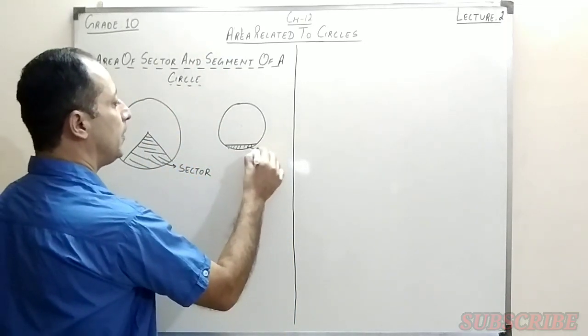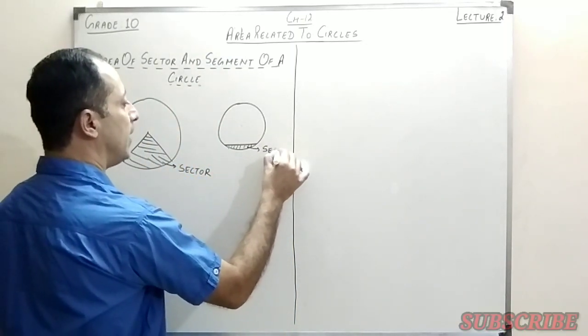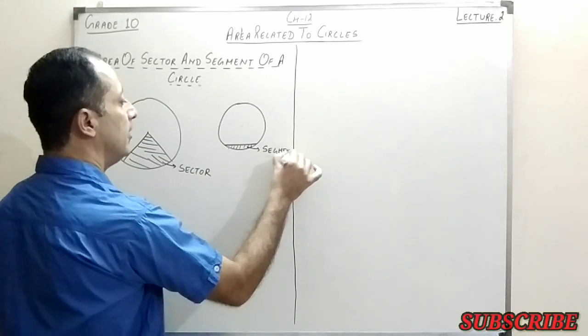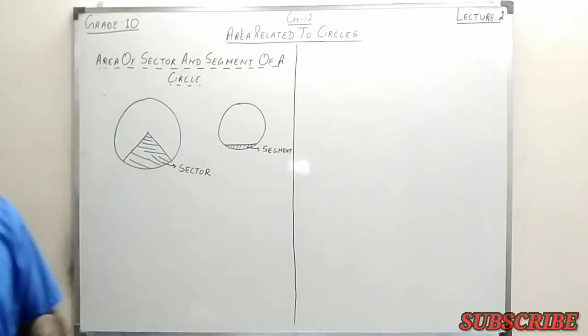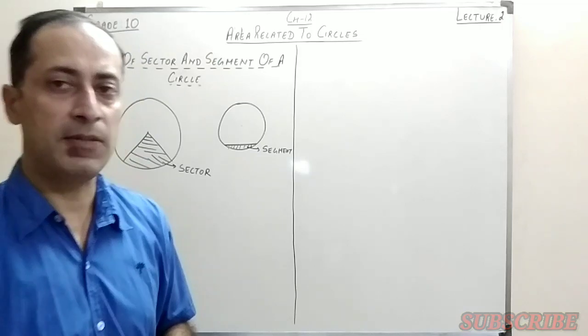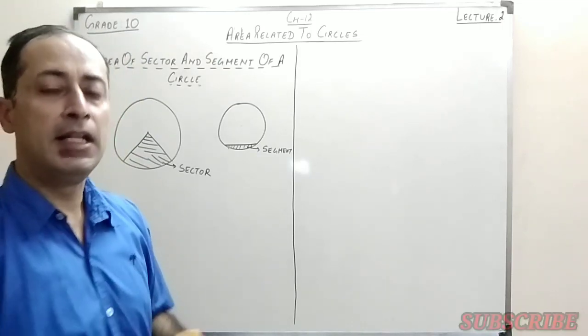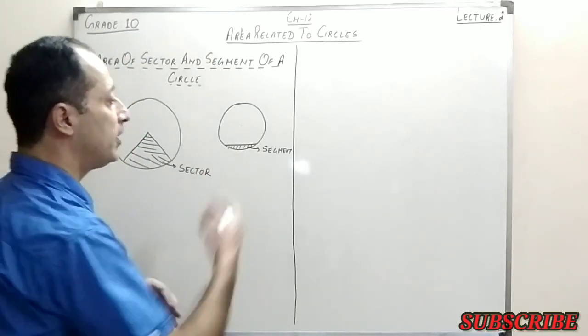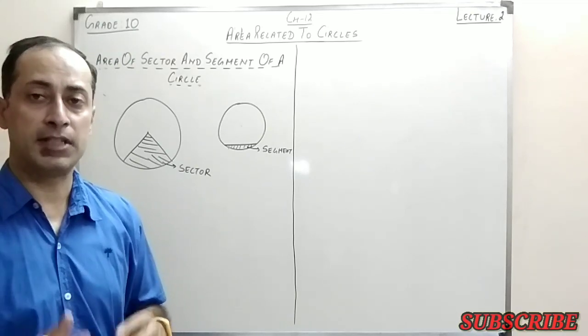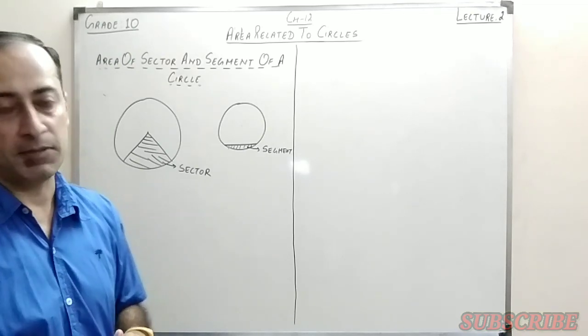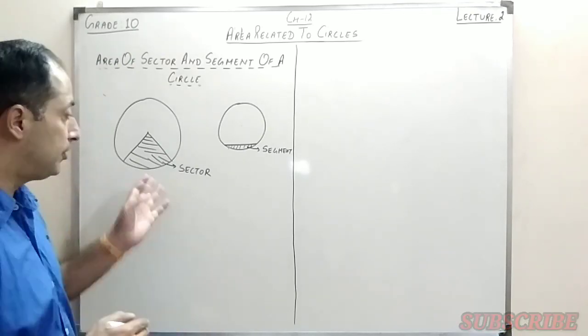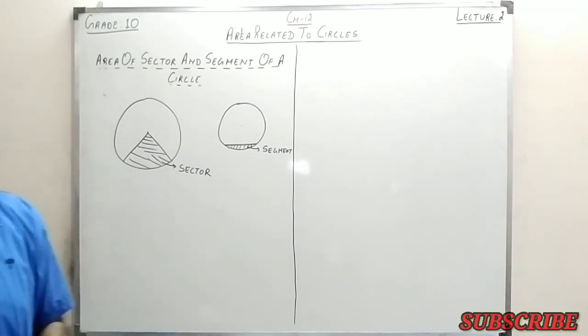Again, we talk about two segments. One is the minor segment and one is the major segment. The area which is lesser than the area of the semicircle is called a minor segment, and the area which is more than the area of the semicircle is called the major segment, right? So this is the meaning of sector and segment.